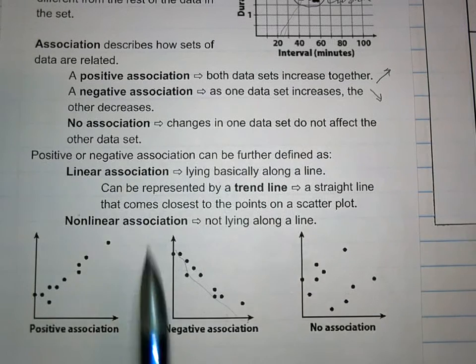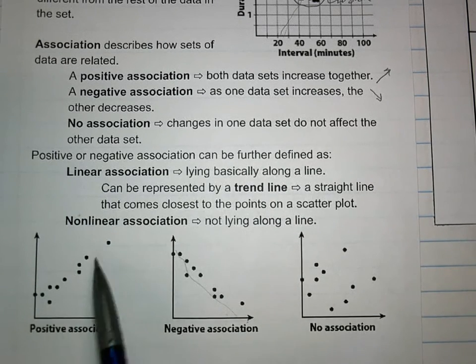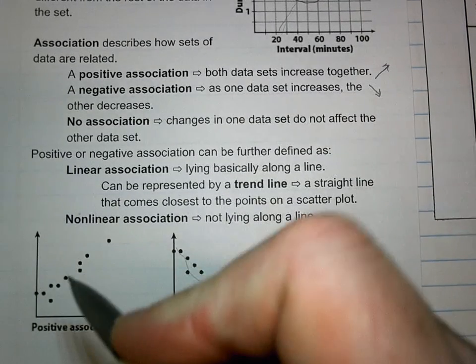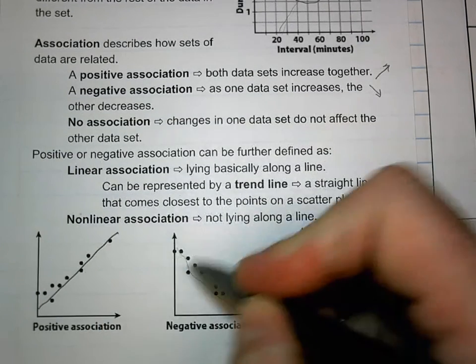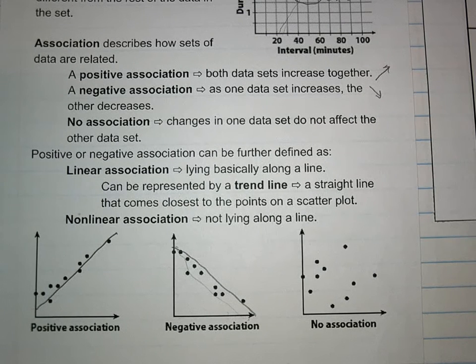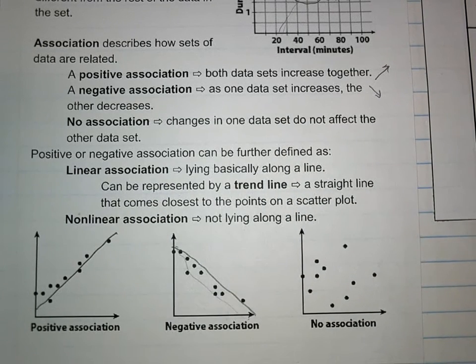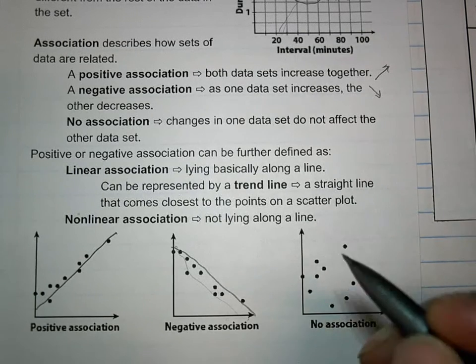If we get positive or negative, we can have linear, which means that basically, look down here at these examples, they're basically lying on a straight line, aren't they? Yes. They're linear. A linear association means I can draw a roughly straight line. I can make y equals mx plus b work at that point.